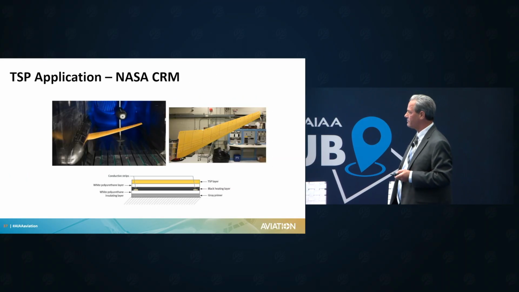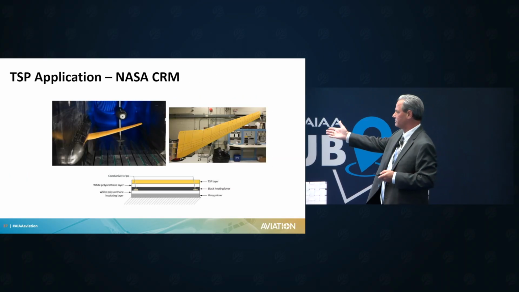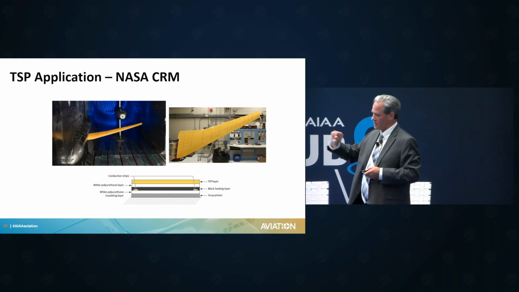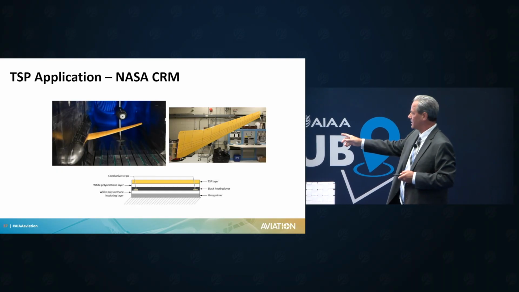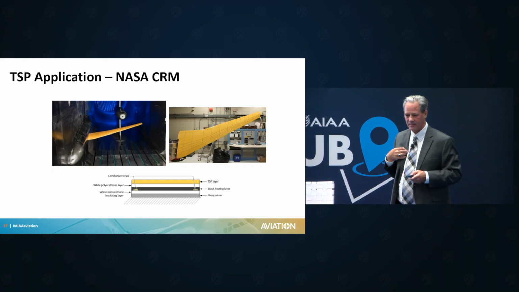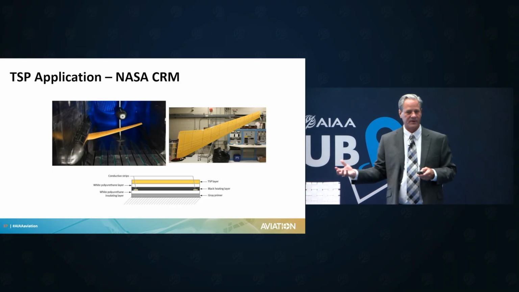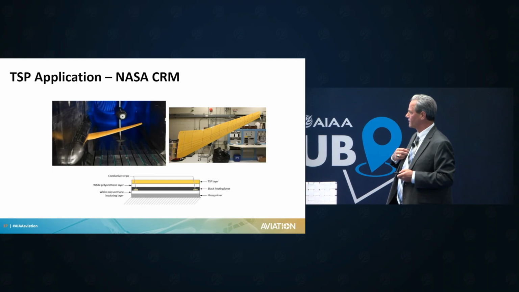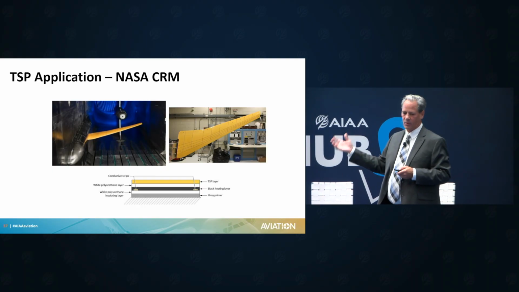And then the CRM model, again, they use nanotubes for their temperature calibration. But what we did was NASA came to us, and because they don't have the capability to extract the skin friction, they came to us to employ that technology.